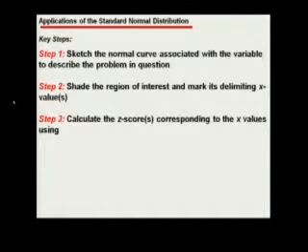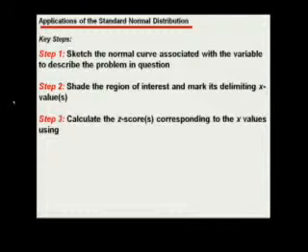First, we need to emphasize a few steps that one has to follow in order to use the standard normal curve or the standard normal table. As I mentioned in the previous session, it's always useful to sketch the normal curve associated with the variable to describe the problem in question. Step 2 is to shade the region of interest and mark its delimiting x values, so we will know what region or what area we are after.